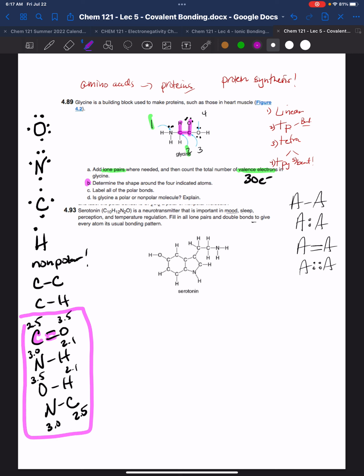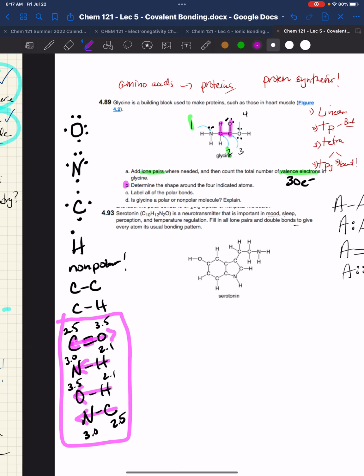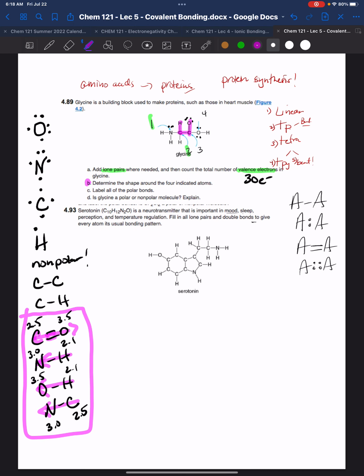Okay, so basically, long story short, all these bonds are going to be polar. This one's going to go towards the oxygen. This one's going to go towards a nitrogen. This one's going to go towards the oxygen. And this one's going to go towards a nitrogen. So when we go back in here and think about all these bonds, we have to manifest that. So basically, there's going to be a polar bond, and a polar bond, right? Nonpolar, nonpolar, nonpolar, polar bond, polar bond, polar bond.